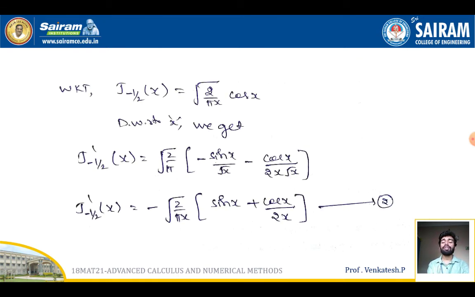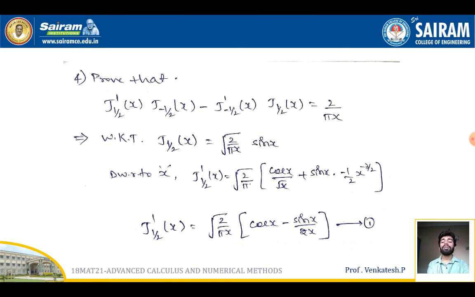Similarly, take the equation for J minus 1 by 2 of x also. It is given by square root of 2 by pi x into cos x. Differentiating this equation with respect to x, we get J minus 1 by 2 dash of x is equal to square root of 2 by pi. Again by applying the product rule here, keeping 1 by root x as it is, differentiating cos x, I will get minus sin x. Keeping cos x as it is, differentiating 1 by root x, I will get minus 1 by 2 into x root x. By taking root x as a common factor, I will get J minus 1 by 2 dash of x is equal to minus square root of 2 by pi x into sin x plus cos x by 2x. I got it.